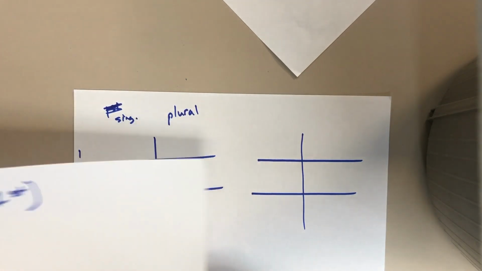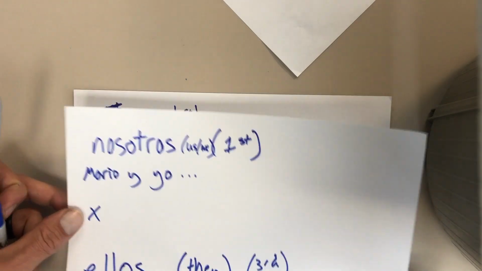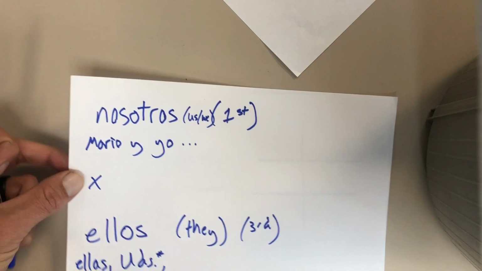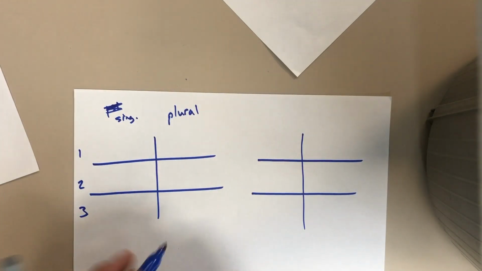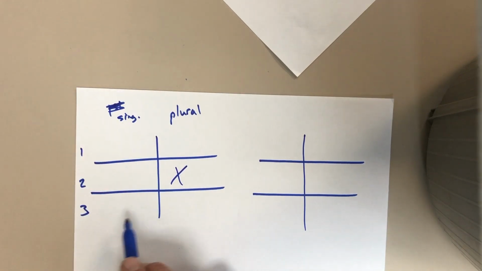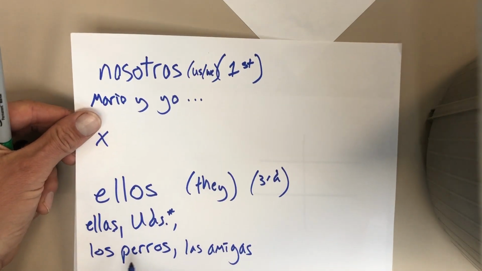First person plural. We. Nosotros, we, yep. And then this one we can skip because that one is only in Spain. And then third person plural is not he but they, which is ellos, ellas, ustedes.